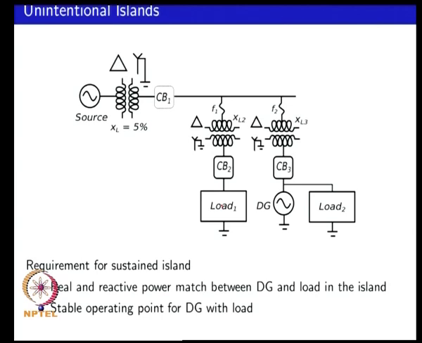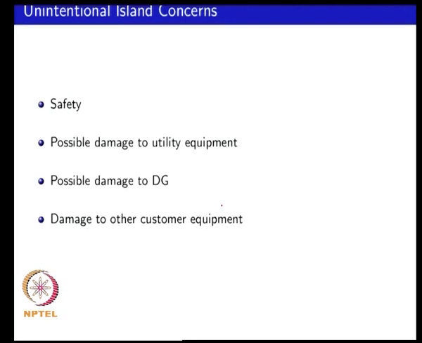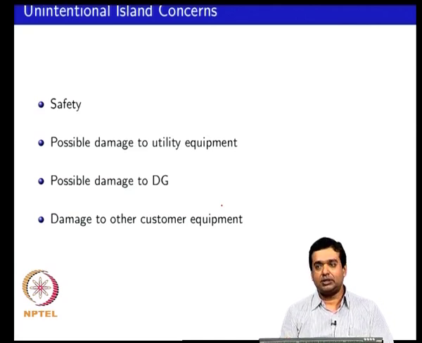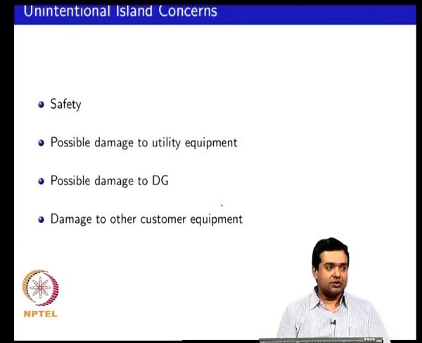So, there are a variety of reasons why an unintentional island is not desirable, and the primary reason is safety concern. Typically when you open an upstream breaker in a distribution system, the assumption is whatever is downstream of it is de-energized, which means it is potentially safe to go and touch. Whereas now you have a DG system, you open an upstream breaker, and potentially the downstream system is still energized. So, if a lineman goes to repair the downstream system, he can potentially get a shock, he can get electrocuted. So, safety is a major concern.